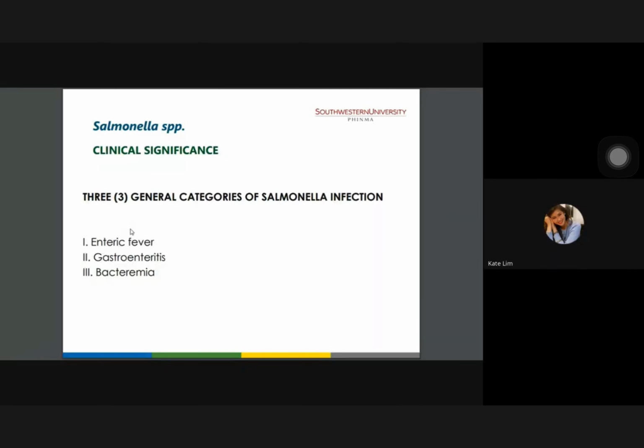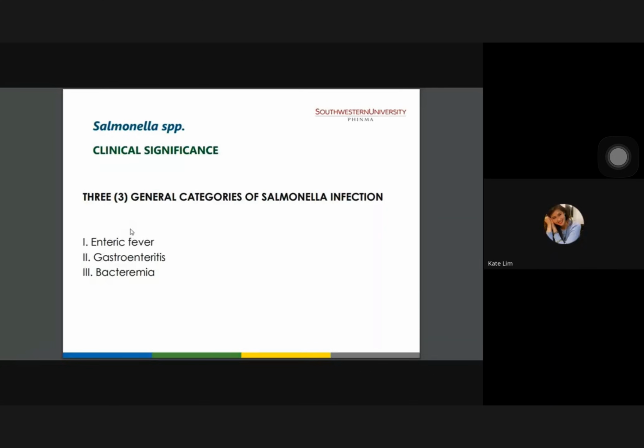How about gastroenteritis? Gastroenteritis is the infection of your gastrointestinal tract. Itis means inflammation, or infection. It involves both the stomach and the intestines. It is very common with Salmonella enteritidis and typhimurium for gastroenteritis. It is also associated with foodborne outbreaks or foodborne illness.